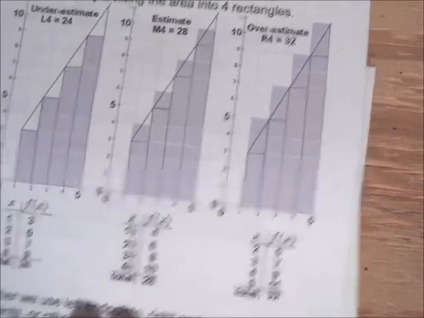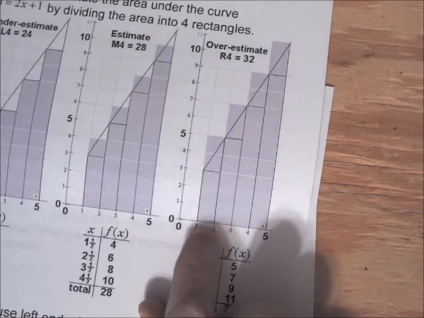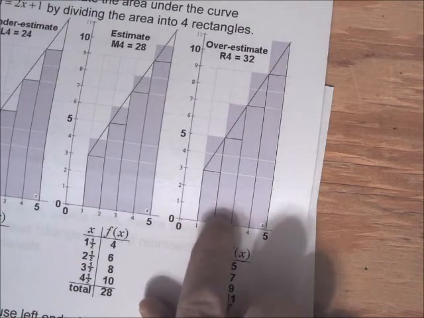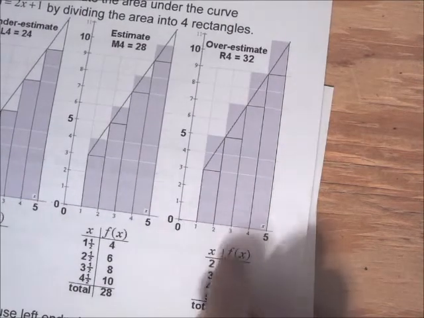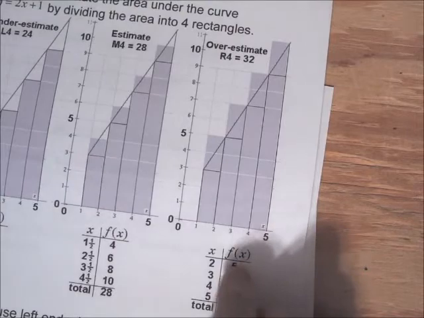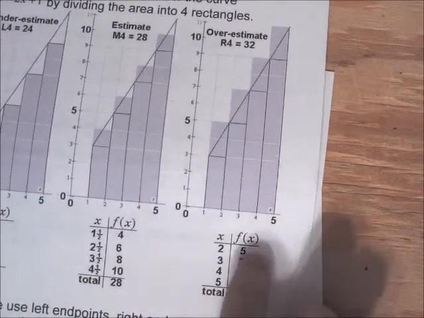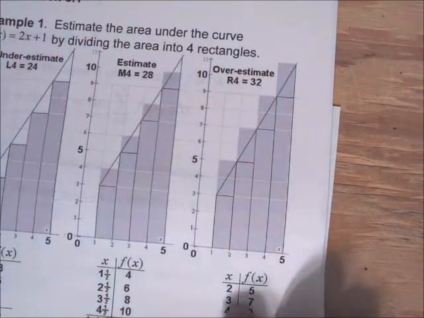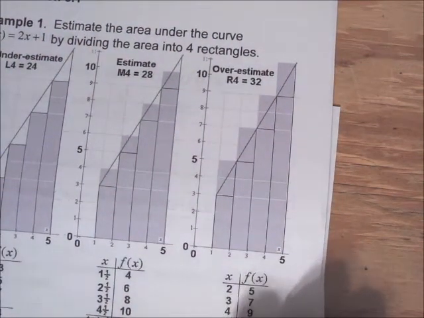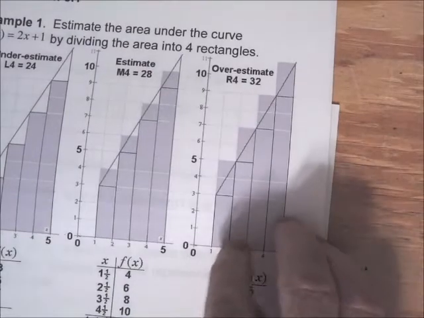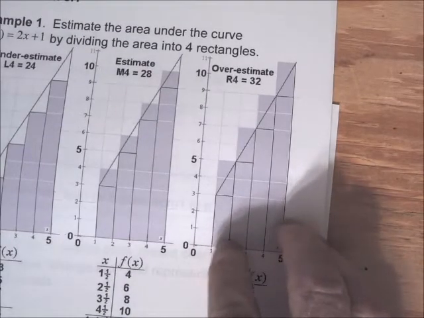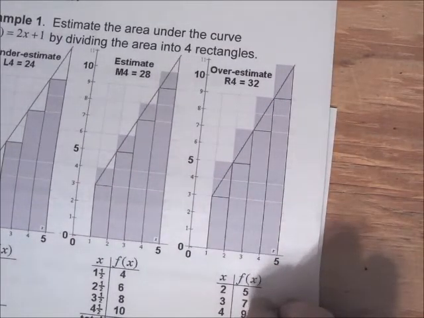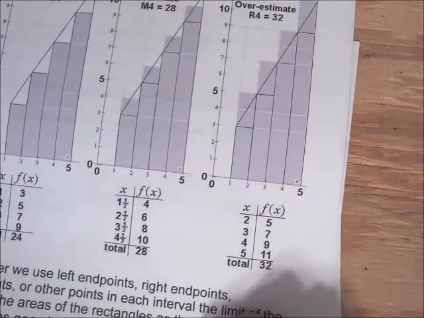If we use the right endpoints, and again, the intervals go from 1 to 5. The first interval goes from 1 to 2, so the right endpoint of the first interval will be 2. So we put in f of 2, and we get 5. f of 2 is 2 times 2 plus 1, which is 5. The next right endpoint is 3, and so forth. And again, the width of each interval is 1. The height is going to be f of x. So the area will be 1 times f of x. Add these up, we get a total of 32.